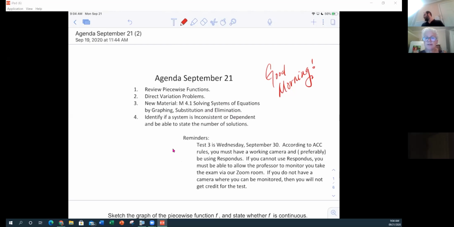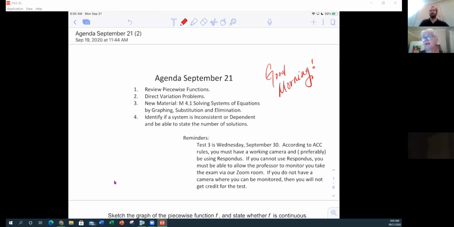Some reminders. Test 3 is Wednesday instead of Thursday. The past couple tests have been on Thursday, but this next one is Wednesday, a week from this Wednesday. According to ACC rules, you must have a working camera and be using Respondus. I know we've had some issues with Respondus, so if that happens and you can't use Respondus, you must allow Matt or myself to monitor you via Zoom. So you have to have a working camera. If you do not have a working camera, then you won't be able to take the test, or you for sure will not get credit for it.